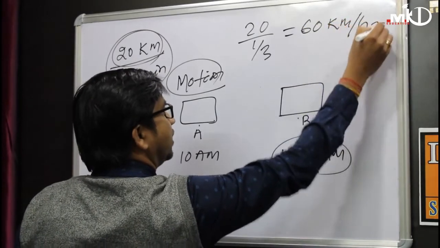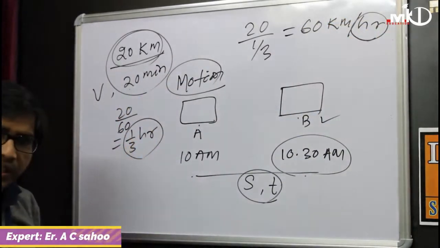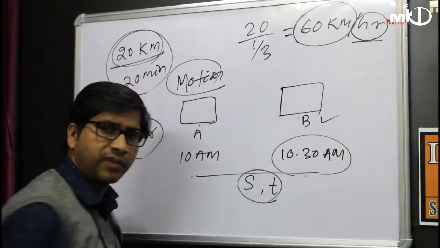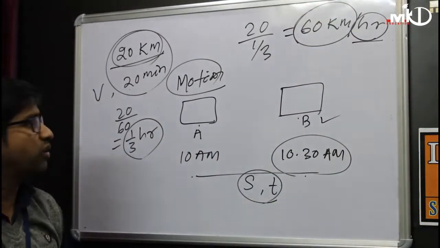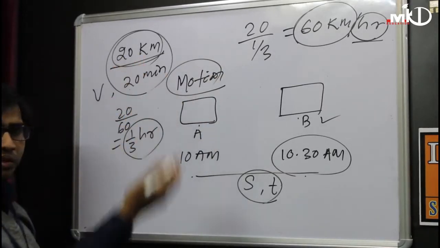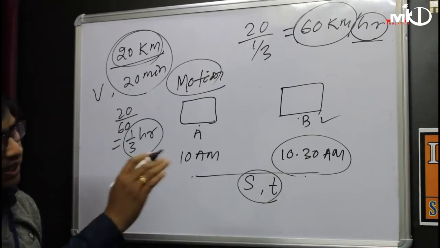That means if you move with this speed, then you can travel 60 km in 1 hour. In 1 hour you can travel 60 km. So in 20 minutes you travel 20 km. So this is your speed. These things you will write.